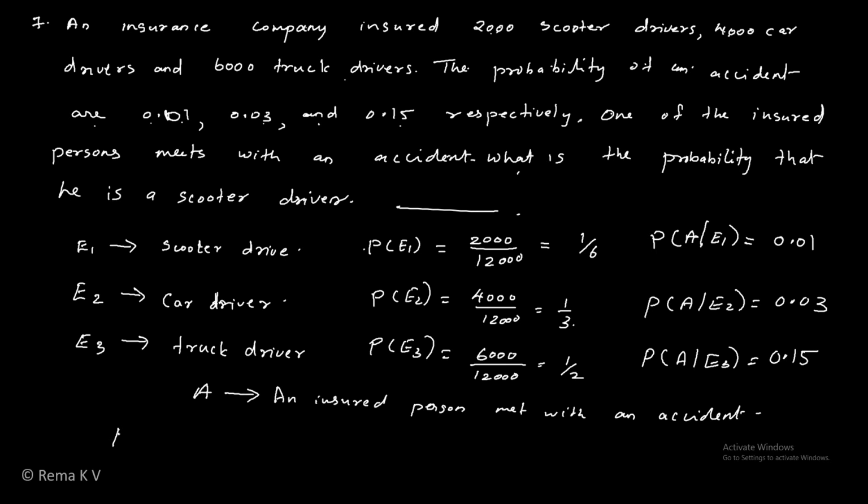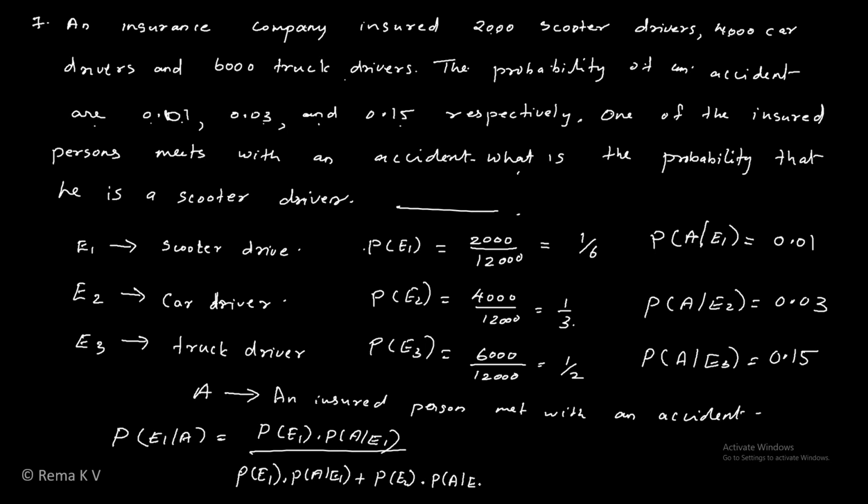Now what we have to find? Probability of E1 given A. Probability of E1 given A is equal to, you can substitute the values, probability of E1 into probability of A given E1 divided by probability of E1 into probability of A given E1 plus probability of E2 into probability of A given E2 plus probability of E3 into probability of A given E3. Substitute the values and find out the answer.